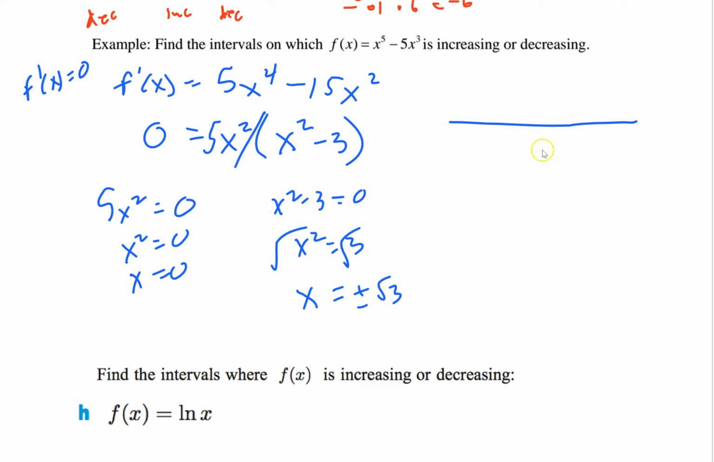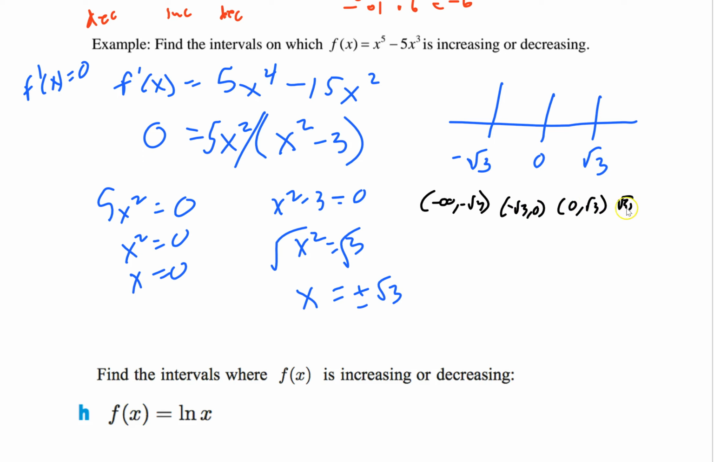So now I have 3 things that I worry about. So there's negative rad 3. There's 0. And then there's rad 3. Right, so I have 4 different intervals here. I could go from -infinity to negative rad 3, negative rad 3 to 0, 0 to rad 3, and rad 3 to infinity. Right, this one, this one, this one, and this one.